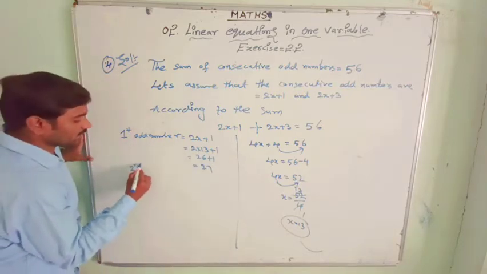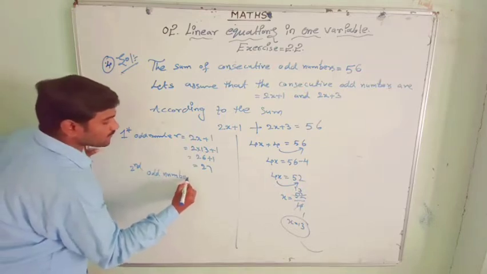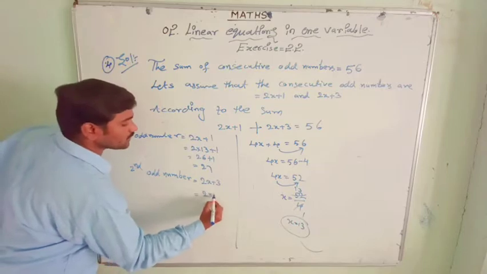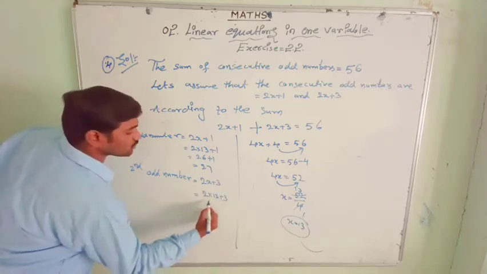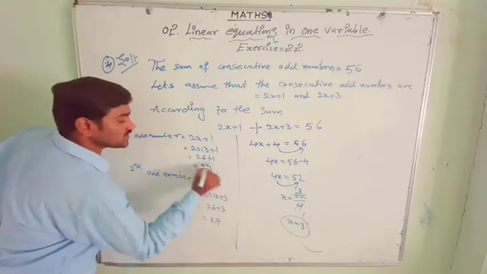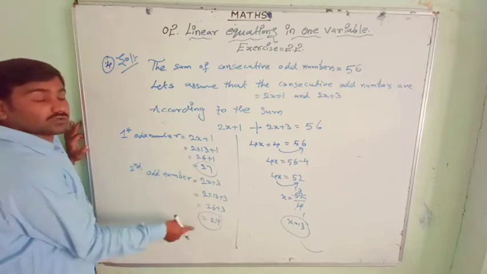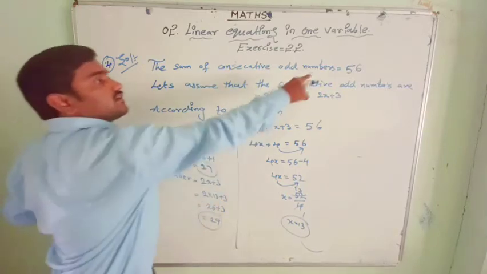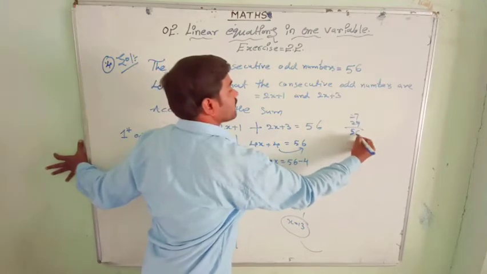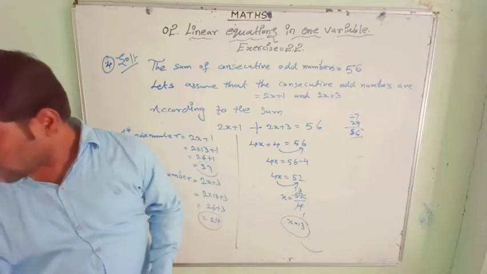The second odd number is 2x plus 3, that equals 2 into 13 plus 3, that equals 2 13s are 26 plus 3, that equals 29. 27 and 29. These are the two consecutive odd numbers whose sum is 56. 27 and 29 will give 56 as the sum. So we can check our answer in this way also.